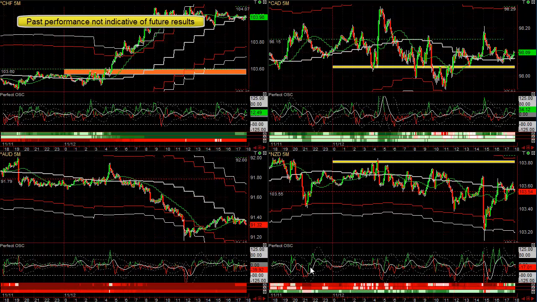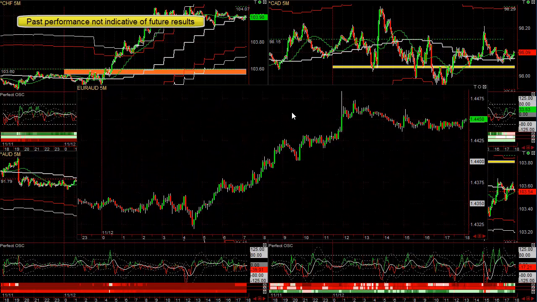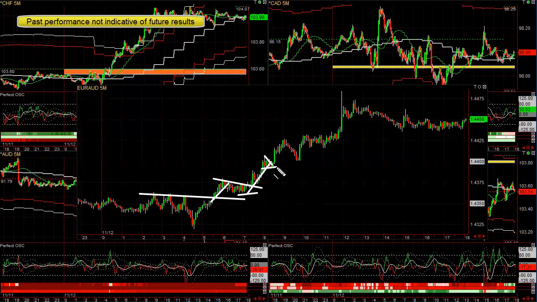Here's another one that was weak, the Australian. And we know that the euro was very strong today. So you have a weak Australian, a very strong euro. And as you can see, quite a few profitable trades. Small win here, flag pattern, small win, pullback, small win, flag pattern breakout, decent win.